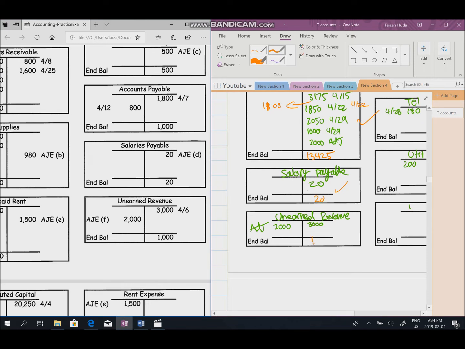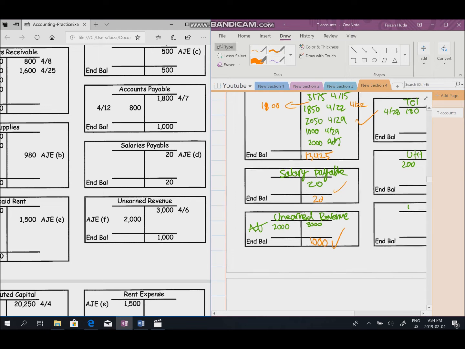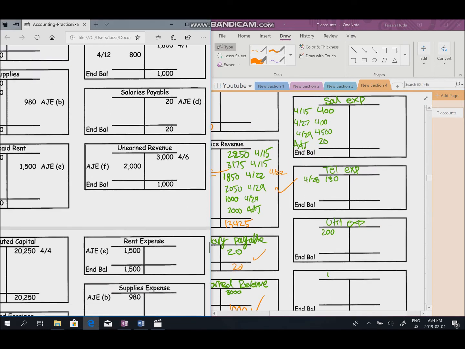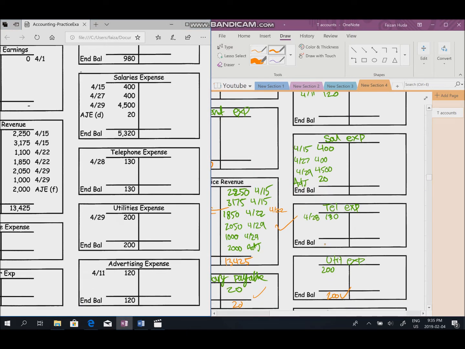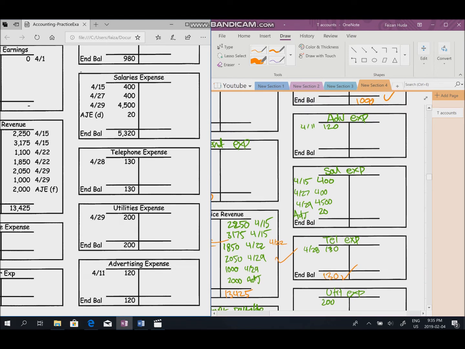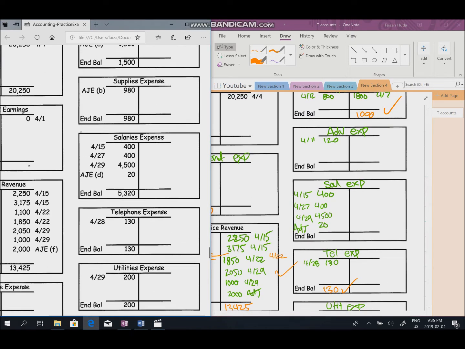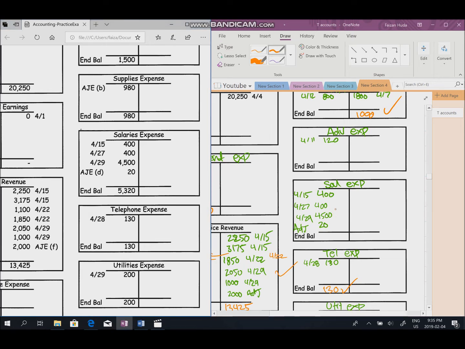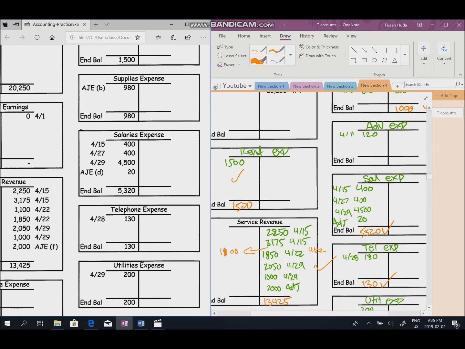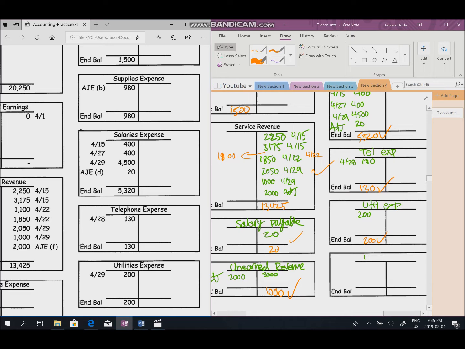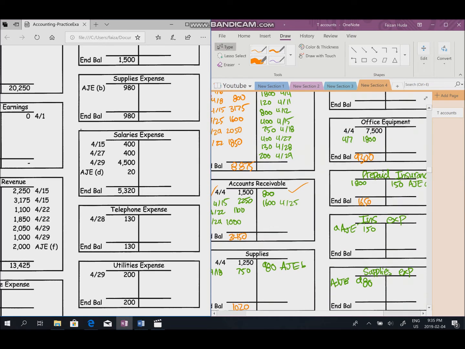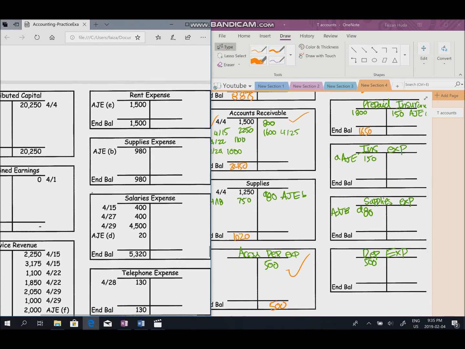Unearned revenue, we're right on point. Utilities expense, we're right on point. Telephone expense, we're right on point. Salaries expense, 5,320, we're right on point. As you can see, 5,320. We're right. So everything's checkmarked from this page. What's left to check is supplies and insurance expense.